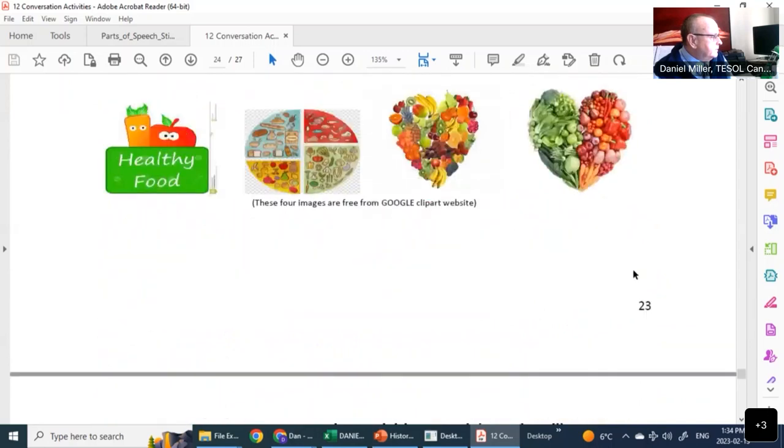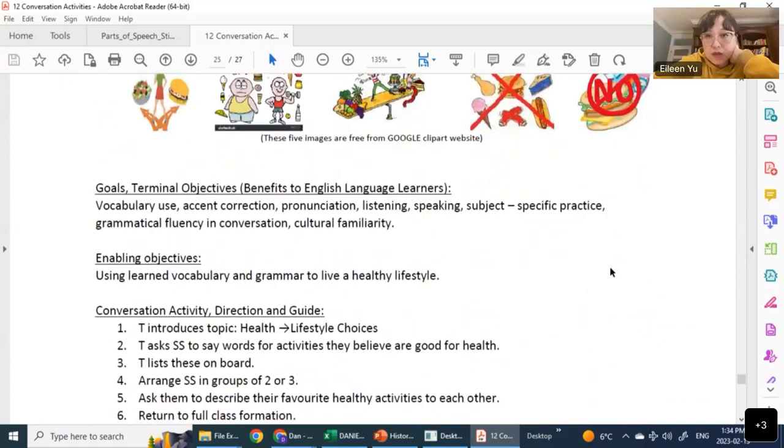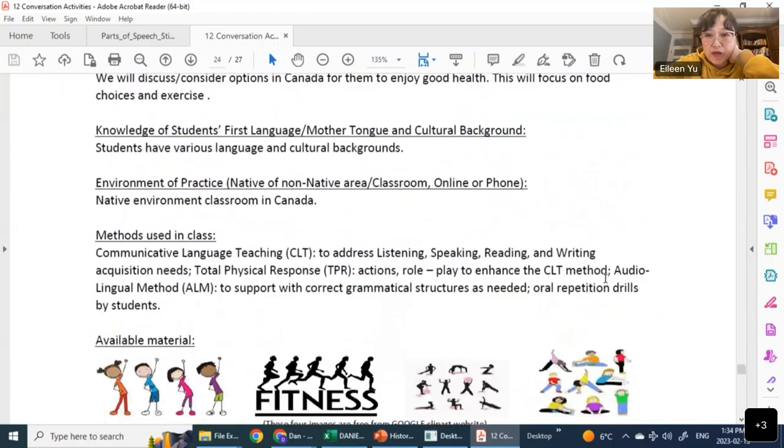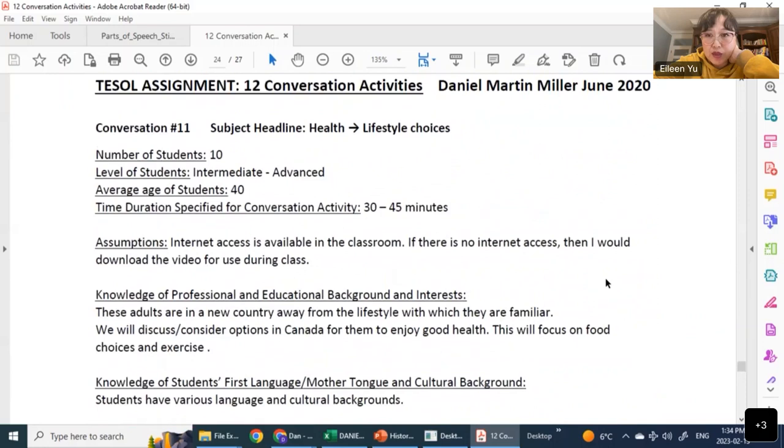Is this 10 years old? I beg your pardon? So students' age, what is the average age of them? For children, I think it's the children. Average age here is 40. Oh yeah, adult, not 10. Okay. 10 students in the group.